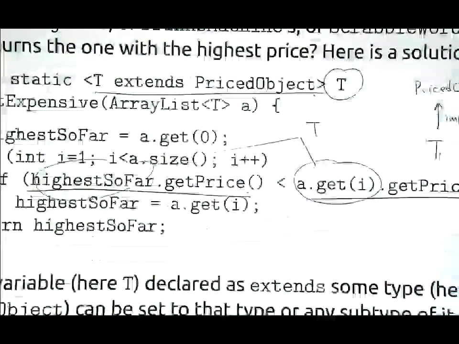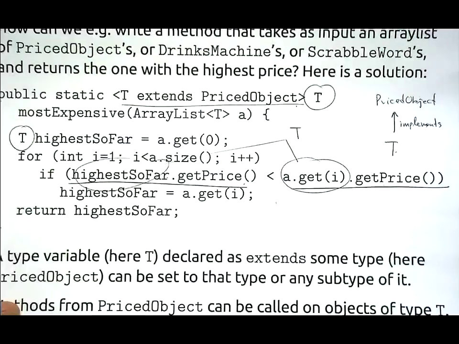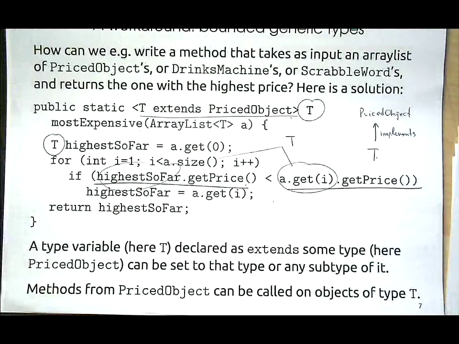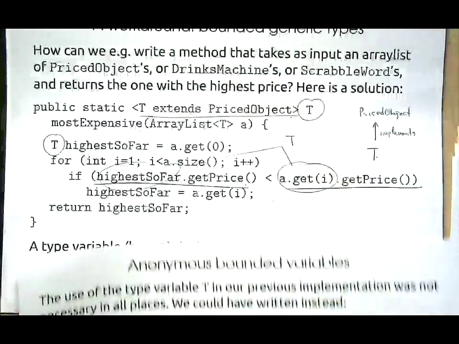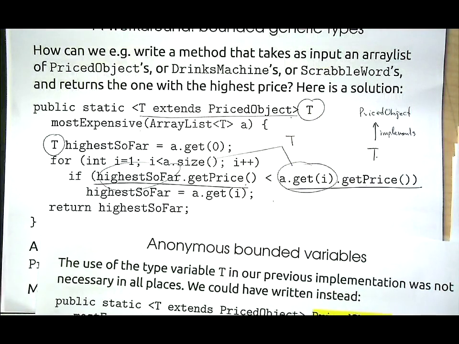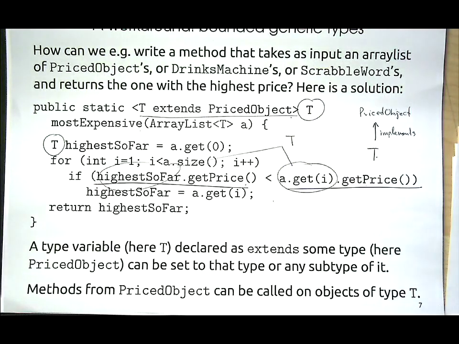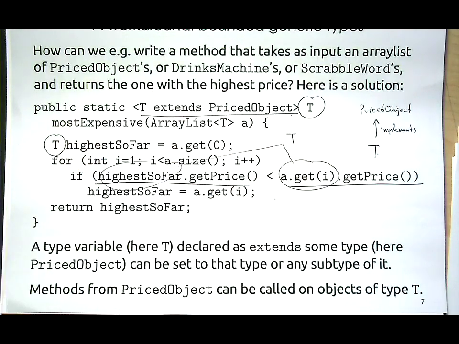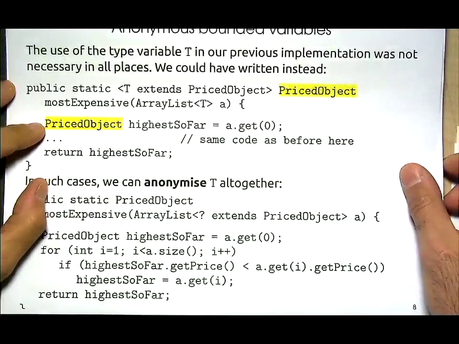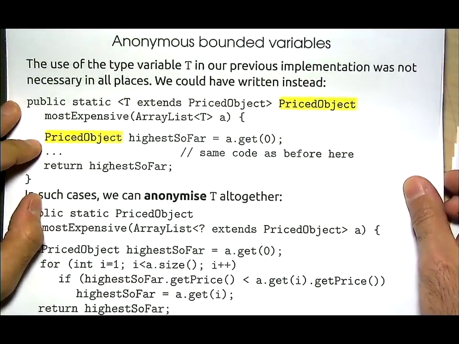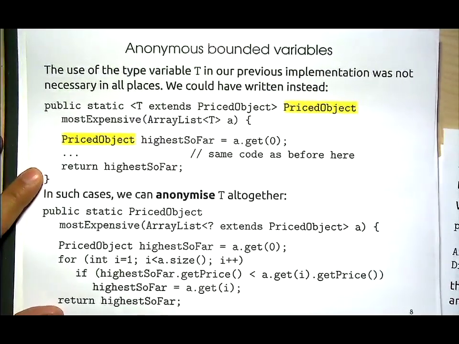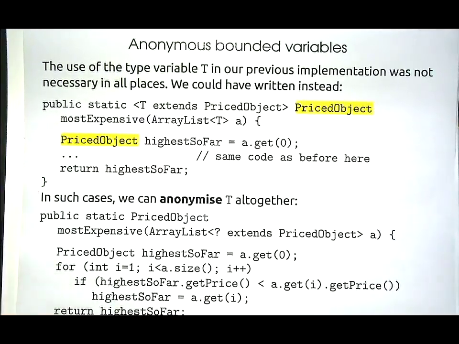Now, that was the first example of bounded generic types. There is an extra mechanism I can use, and it is the following. I had this code here, and I can see that I have the T that is returned and the T inside the body. But I can replace this T with PricedObject. In the end, I know that this T is going to extend PricedObject, so I can just say this is actually a PricedObject.